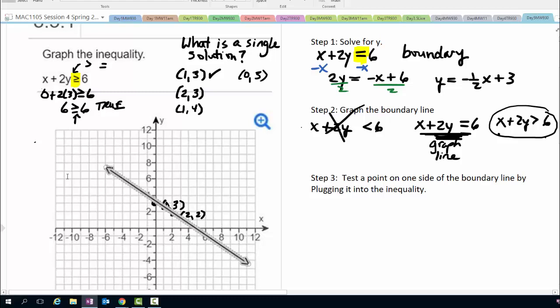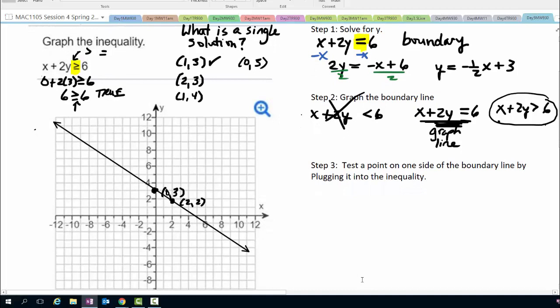Now what I'm saying is that this splits the xy plane in half. Right? We have a region up and to the right of the xy plane. Let's call this region A, just so we can talk about it. And then we have a region down and to the left. Okay? And what we would like to know is which of these regions satisfies making x plus 2y greater than or equal to 6.